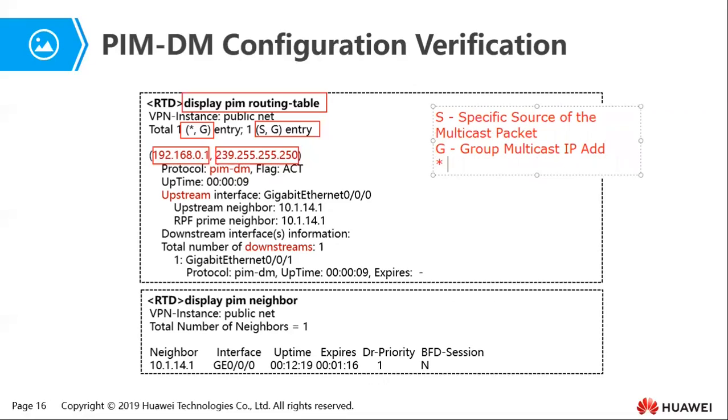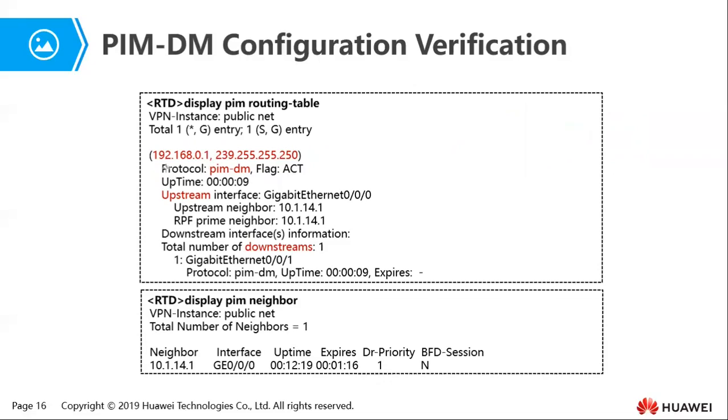Star stands for any source. So when you have many sources, you can use star comma G. Now PIM-DM supports both star comma G and also S comma G. But PIM-SM, as we're going to see, supports only one of them. So I hope I got that correctly. Okay.